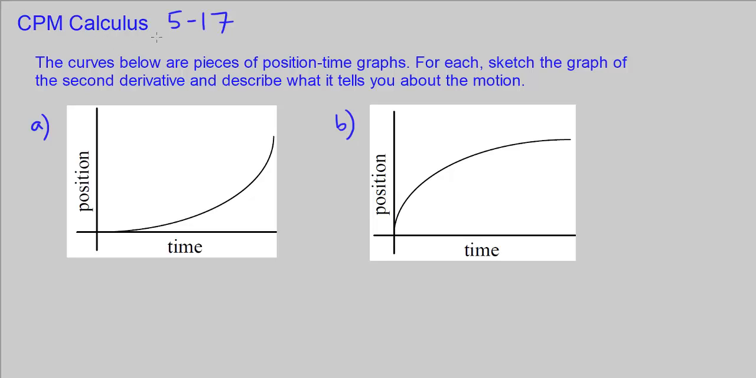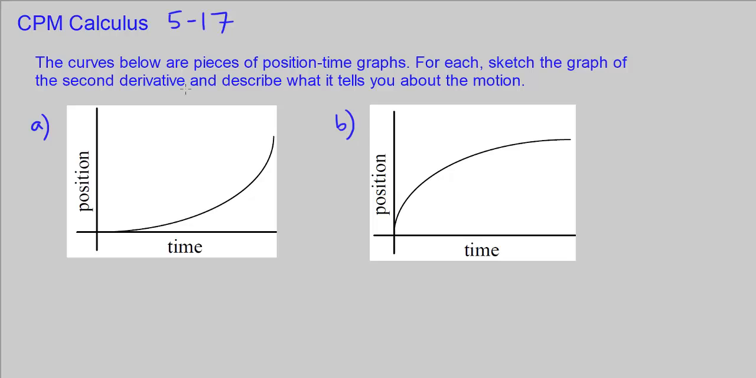This is CPM Calculus Chapter 5, number 17. So the curves below are pieces of a position versus time graph. Okay, they're two different graphs. This one looks like this, this one looks like this. For each graph, sketch the graph of the second derivative.